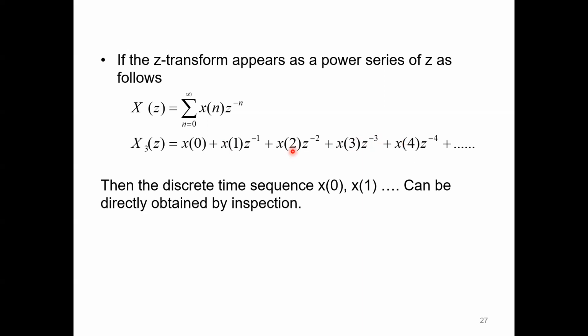Direct inverse reading. All you need to do is to arrange your Z transform into this format where you have a constant number up front and then plus another number with z to the -1, then plus another number with z to the -2, and so on. If you can arrange your Z transform, which is in a different format, into this format, you can directly read the numbers: first sample, second, third, fourth, and so on. So that is the easiest way.